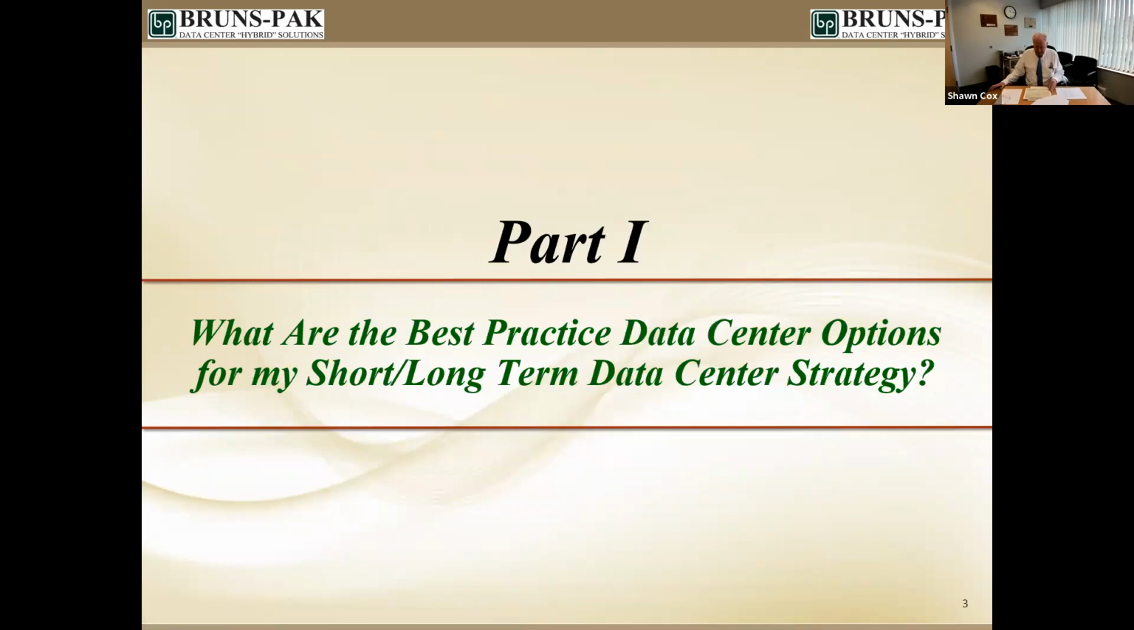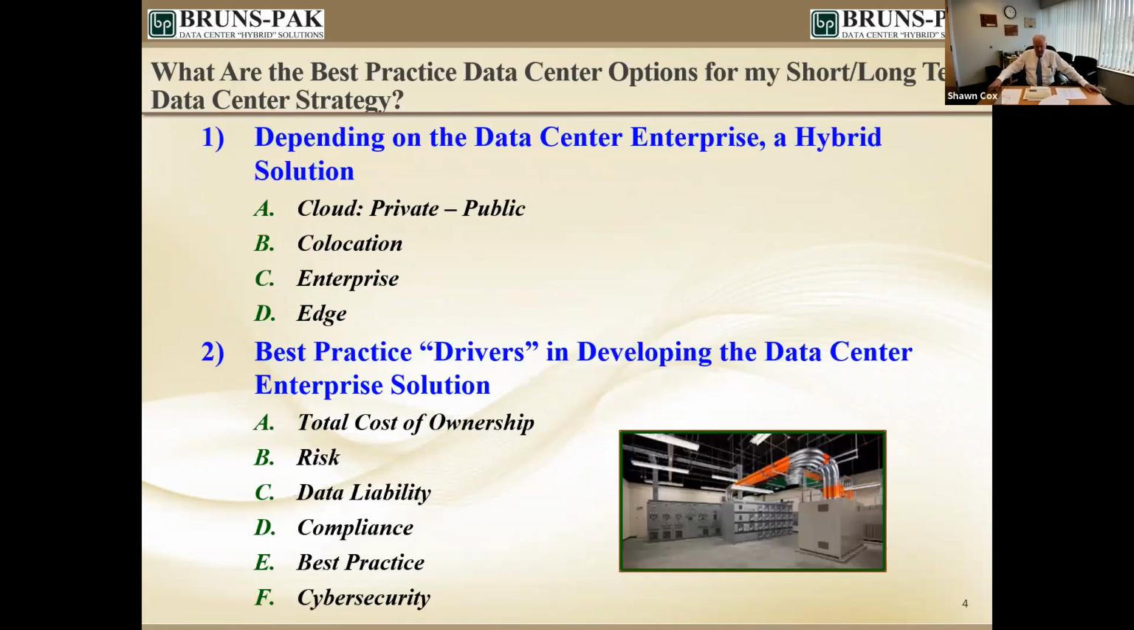Let's go on to part 1. What are the best practice data center options for my short and long-term strategy? And again, what you can see is, depending on the data center enterprise, a hybrid solution. We're seeing this more and more. It's a combination of cloud, public, private. It's a combination of co-location. It's a combination of enterprise, and it's a combination of edge. We are finding, though, one size does not fit all. We are finding that depending on the customer, depending on the type of data, depending on what they're trying to process. But the point is, we are seeing many, many customers go to a hybrid solution.